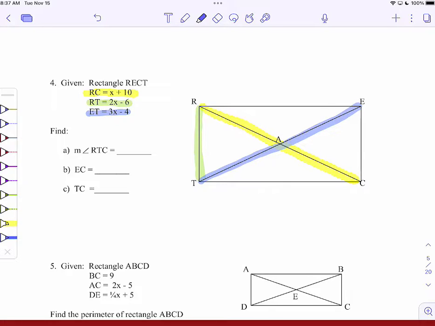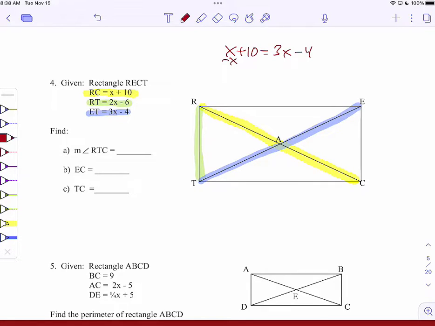So I know that both those diagonals are split in half, but in a rectangle, I also know that they're equal in length. So for my equation, I'm going to say that yellow line and that blue line are equal. So the yellow one has to equal the blue one. The green one is not equal to either one of those. The green one would equal EC, but we don't know EC, so that's not really helpful.